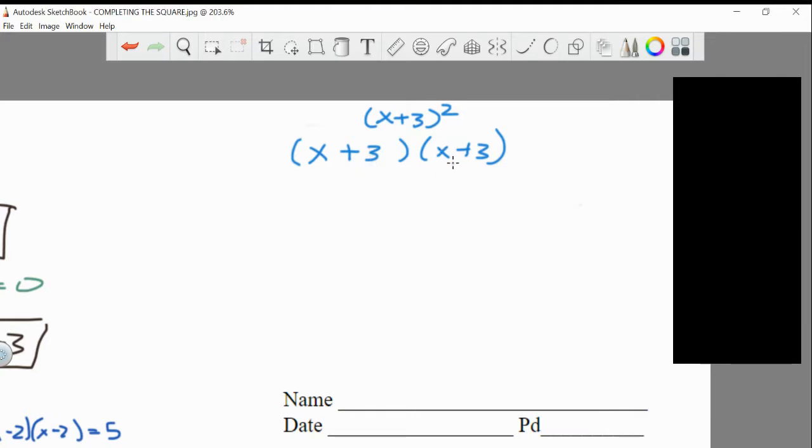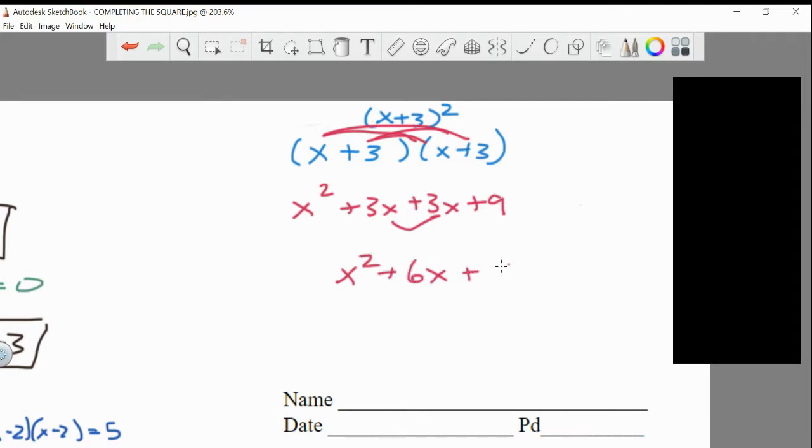So when we have these two things and we FOIL this, we're going to get x squared, 3x, 3x, 9, and we're going to combine these middle two, and we're going to get x squared plus 6x plus 9.